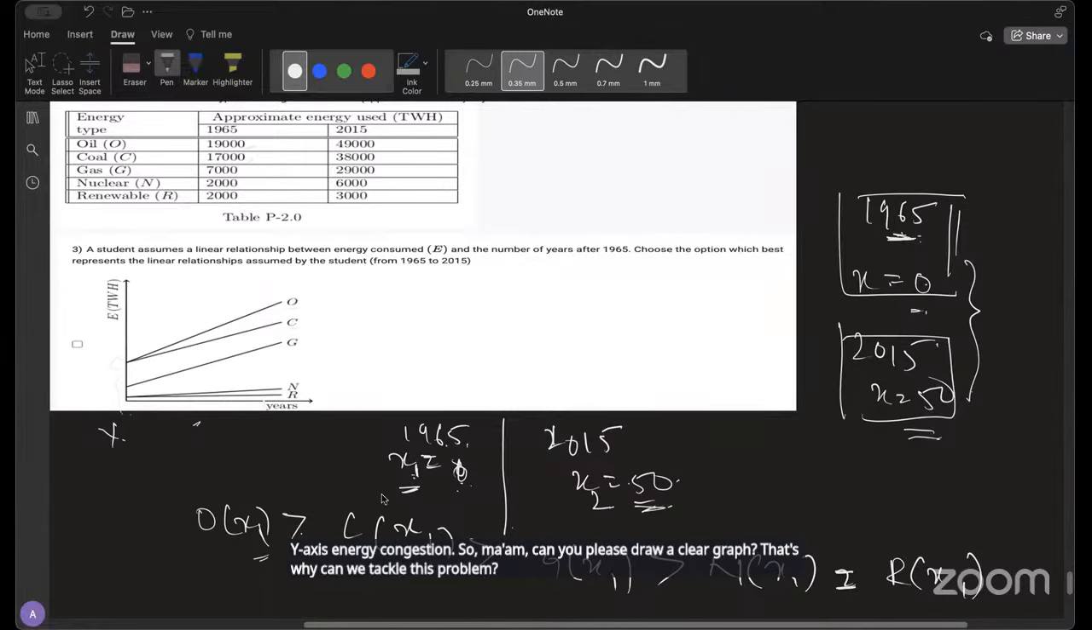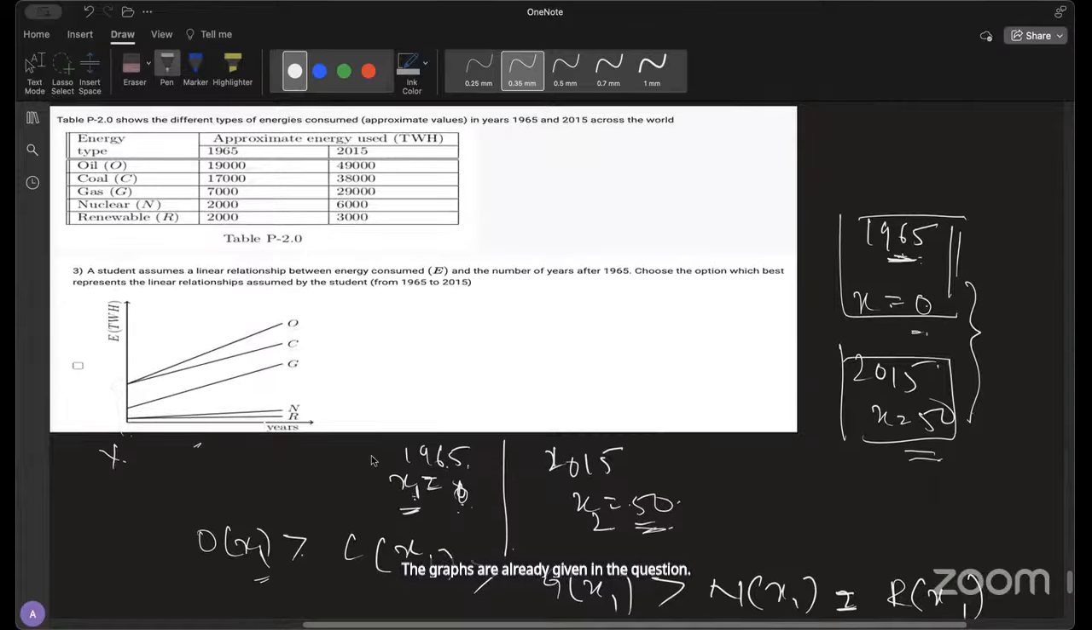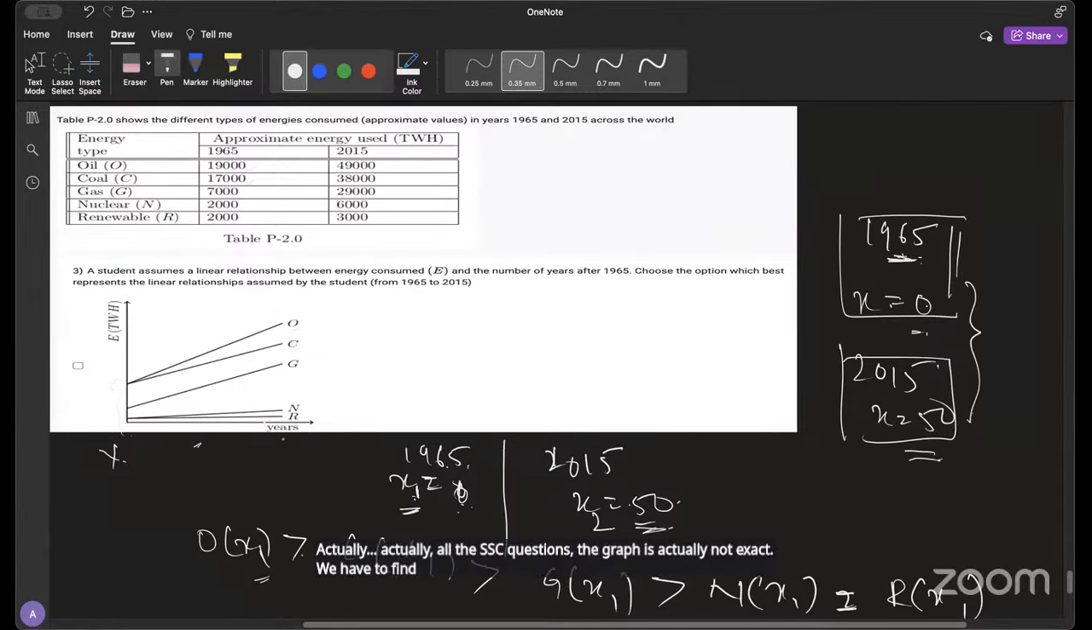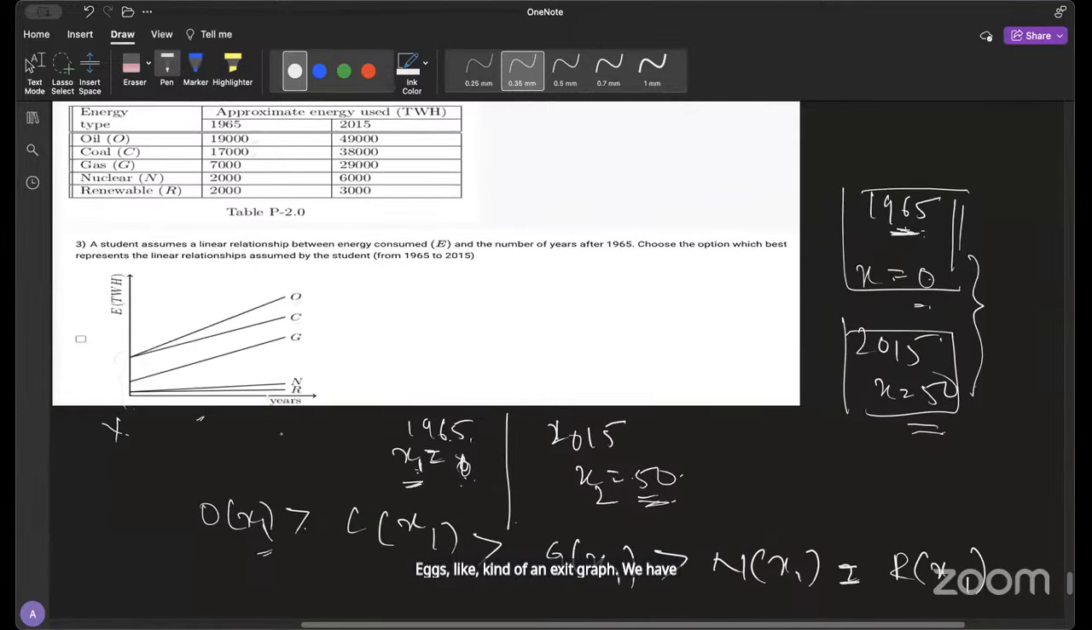The graphs are already given in the question. You don't have to draw the graph. You just have to identify which graph fits well with this data. That's all. So this graph cannot be correct. Actually, in all SSC questions, the graph is not exact. We have to find which can be the closest to an exact graph. We have to assume it. But this is definitely not the graph.